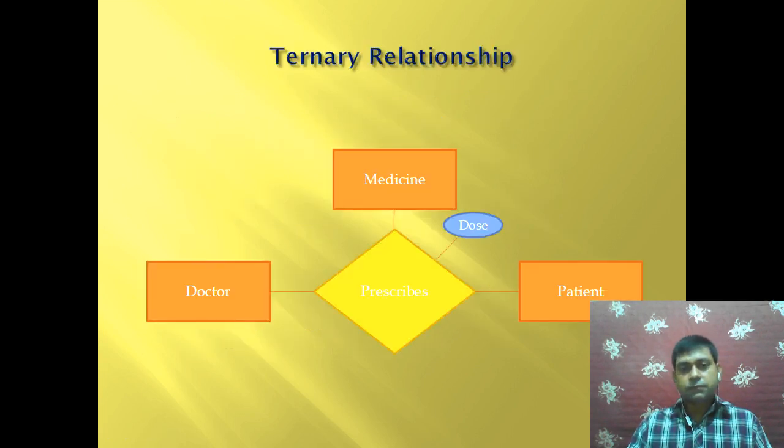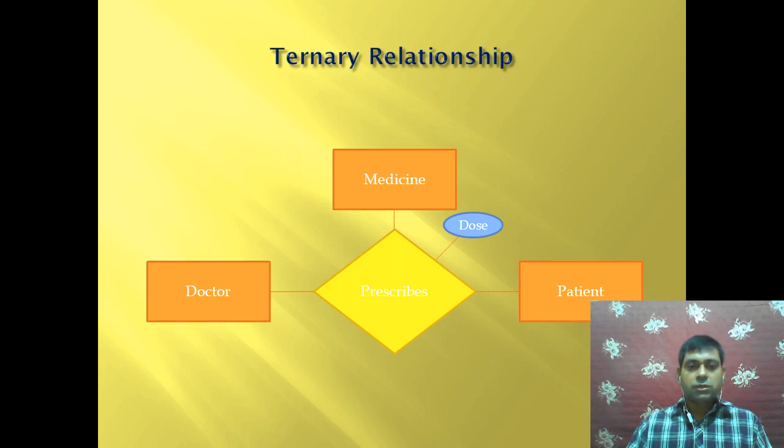Okay. So this is a clear-cut picture for the ternary relationship. Separately I have put it for you. Doctor is an entity, patient is an entity, medicine is an entity, and prescribes is the relationship name, and the dose depends not only on a particular patient, not only on a particular doctor, or on the medicine that is being prescribed. It depends on all these three.